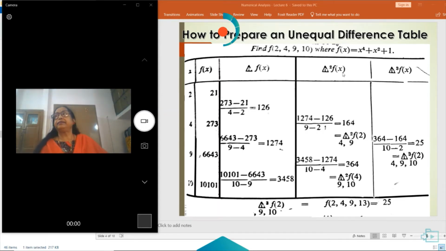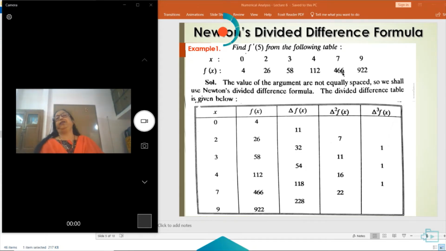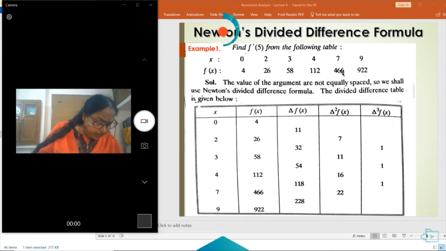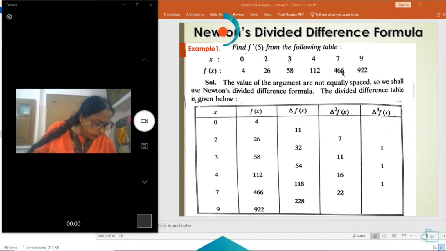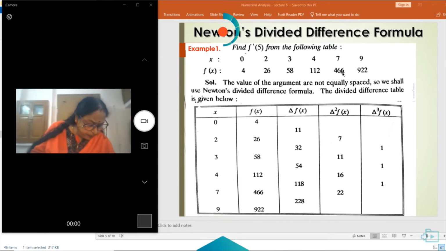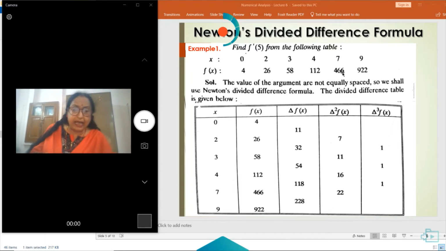Then the example of how to find a divided difference table and the differentiation in Newton's divided difference formula. Suppose x is given 0, 2, 3, 4, 7, 8 and fx's are 4, 26, 58, 112, 466 and 922.